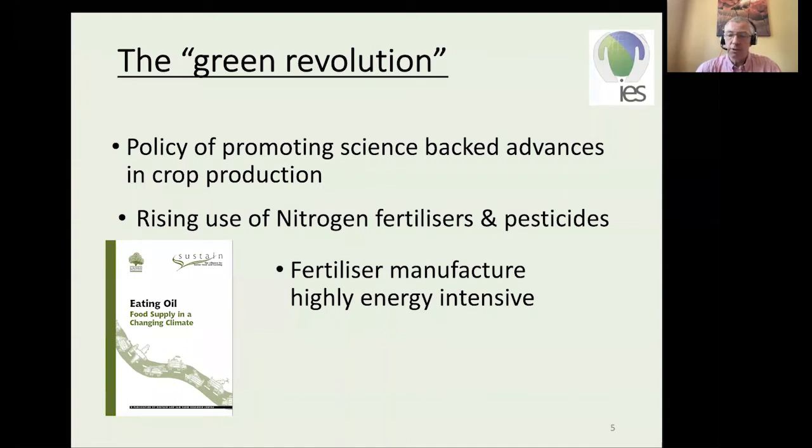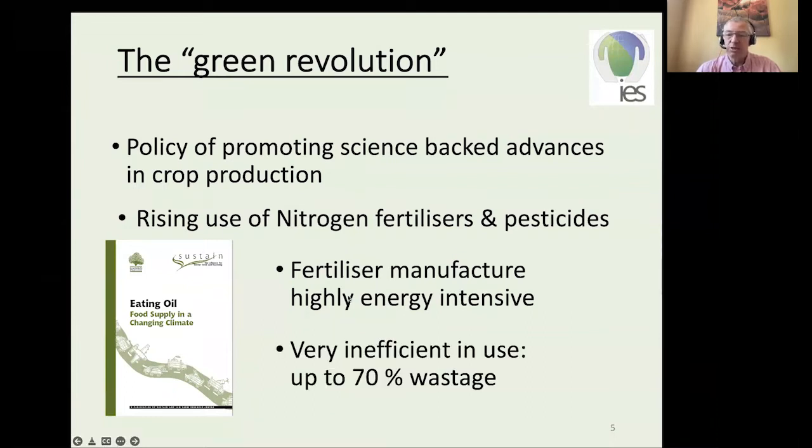Those selling fertilizer claim we cannot now feed our population without it, but it's also estimated that up to 70% of all nitrogen applied to crops as fertilizer is not taken up by the crop and instead volatilized back into the air as ammonia or leached out of the soil into the water environment.